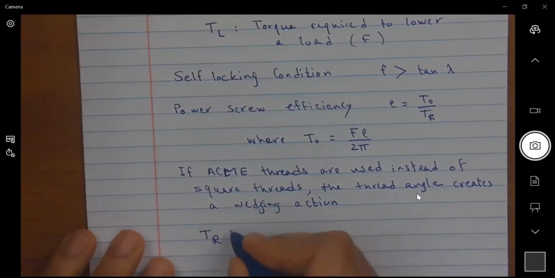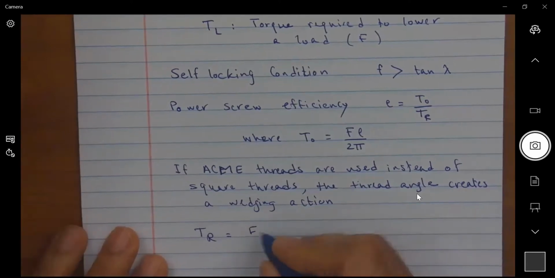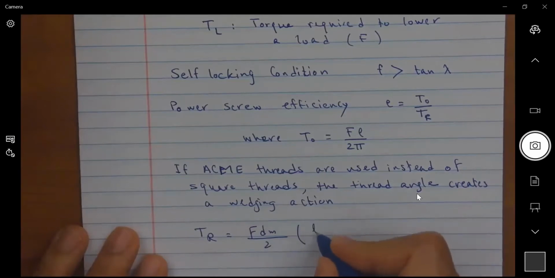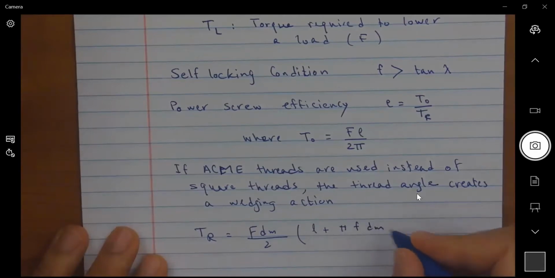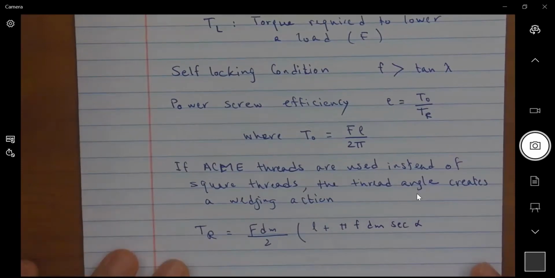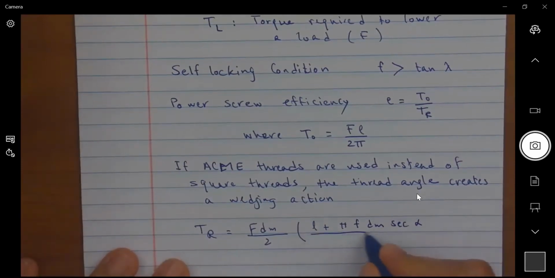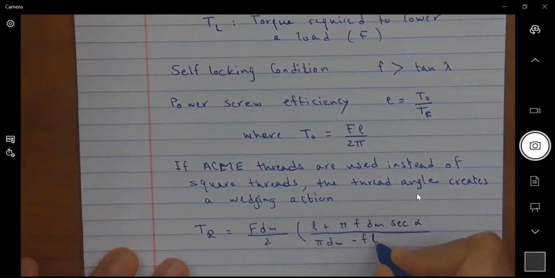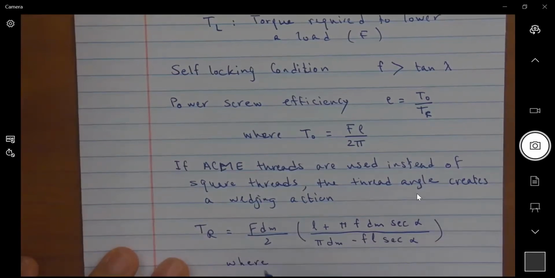So the raising torque will become equal to F dm over 2 multiplied by L plus pi F dm multiplied by secant alpha, divided by pi dm minus FL secant alpha, where 2 alpha is the thread angle.